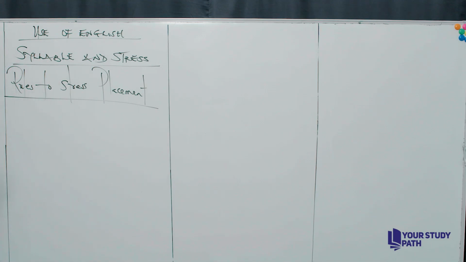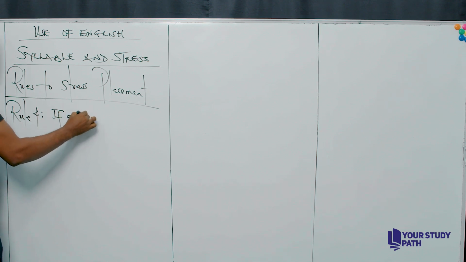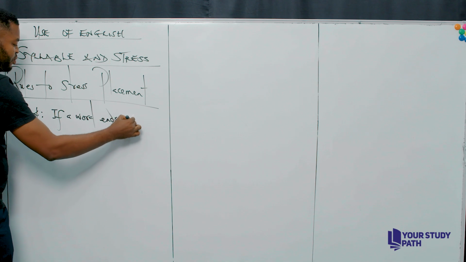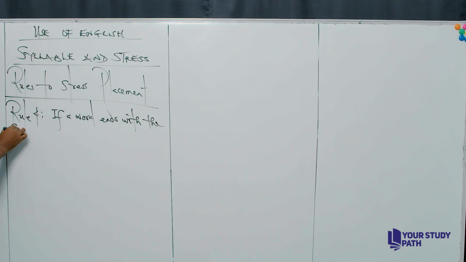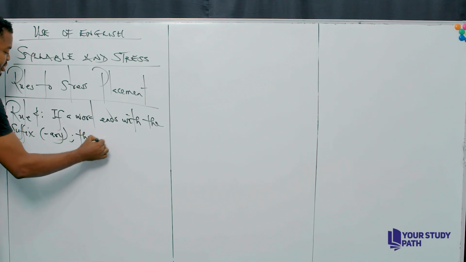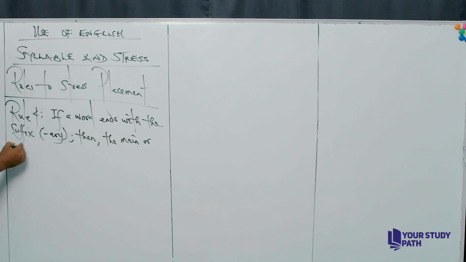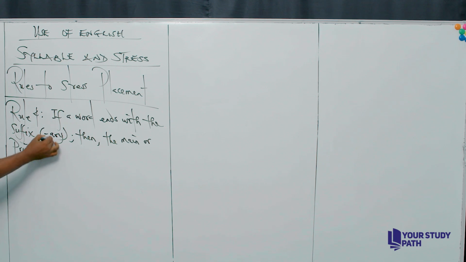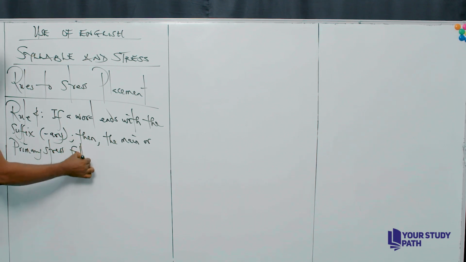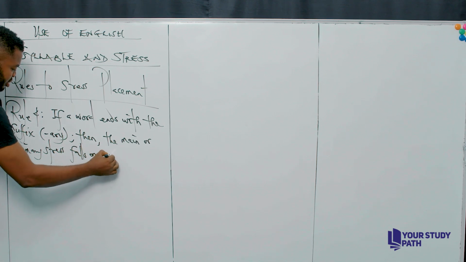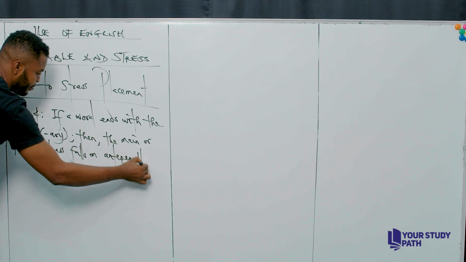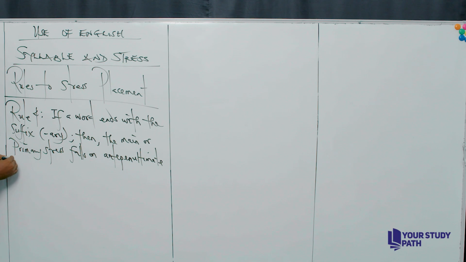On this note, I stopped at rule 3, so I'll continue with rule 4. Now for rule 4, the rule states that if a word ends with the suffix ary, then the main or primary stress falls on the antepenultimate syllable.